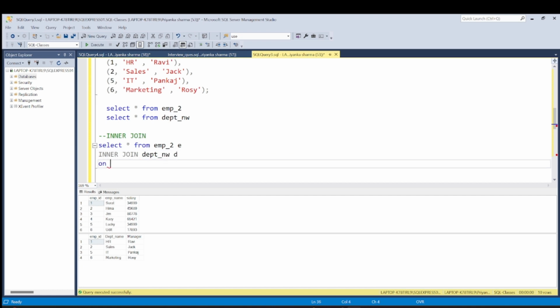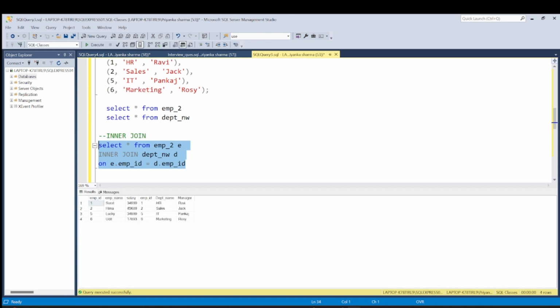Now I'm specifying the condition. On E dot employee ID. So on this common column I have to specify the column name also, so it will not get confused. It will go to this table first, take the employee ID, match it with the other column, go to the employee ID and check the common values. Okay, when I run this, what should be the answer? Since it is an inner join, I will get only 1, 2, 5 and 6. The rest, 3 and 4, will not come.